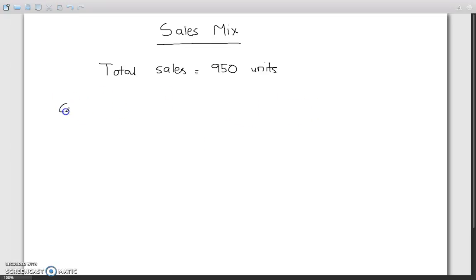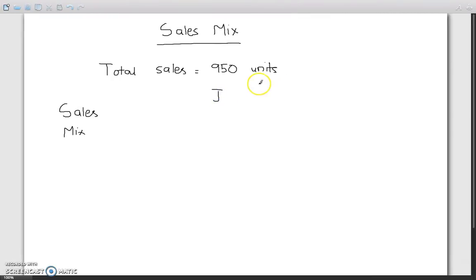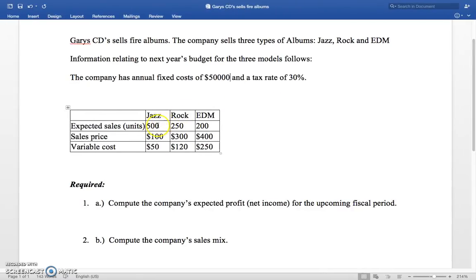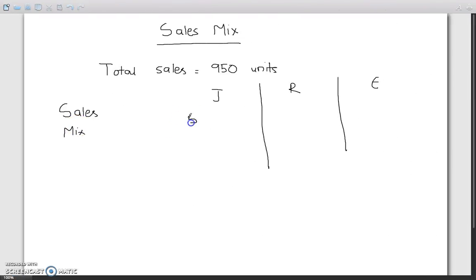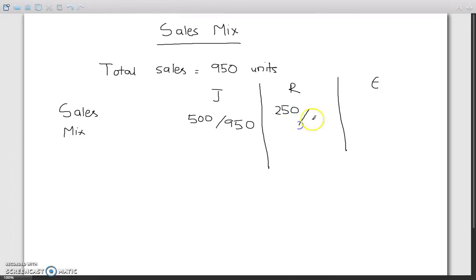So that is basically what we're trying to find here, and this is how you do it. The categories are jazz, rock, and EDM. What you're going to do is take the individual expected sales and divide them by the total. So it's going to be 500 divided by 950, and the same thing with 250 and 200: 250 and 200 divided by 950. And what you're going to get here are percentages.